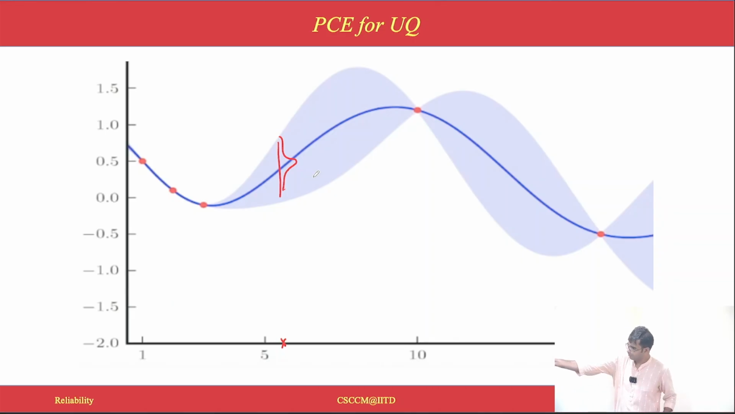Now I drew a Gaussian here because for a Gaussian process, your predictive distribution will be Gaussian. So because of that I drew a Gaussian, but in other cases it may be non-Gaussian also. But for a Gaussian process, your predictive distribution is Gaussian. Again, this is actually a conditional distribution. Okay. Clear?